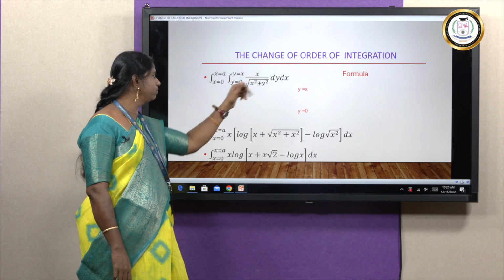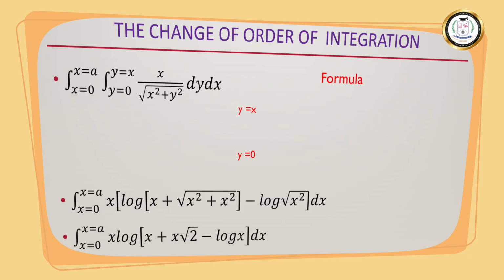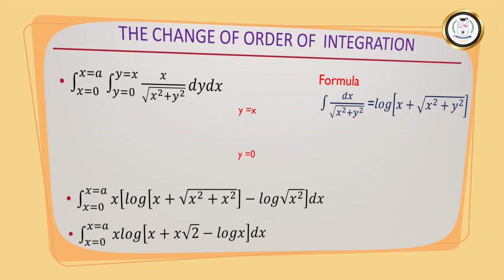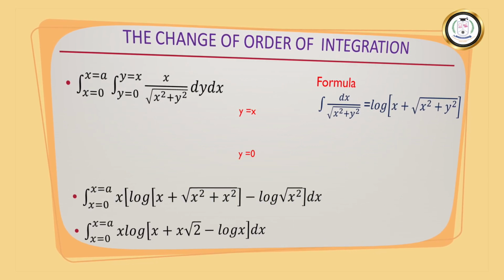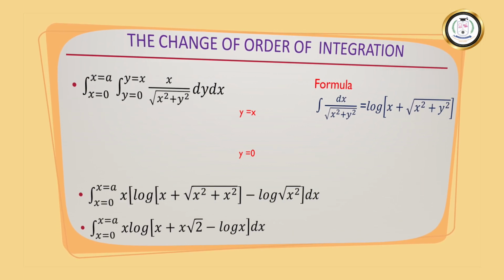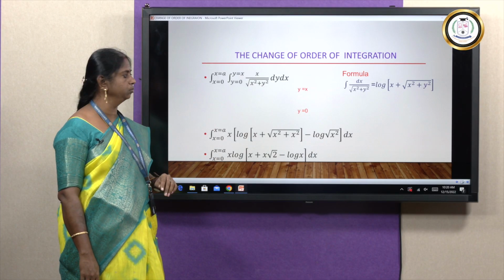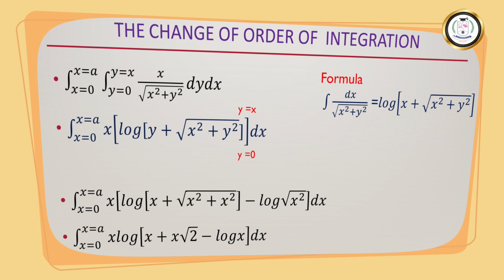So, you keep this x and you are going to integrate 1 by square root of x square plus y square only. So, what formula can I apply here? It is integral dx by square root of x square plus y square equals log of x plus square root of x square plus y square. So, this formula I am going to use. Now I am using that formula here, keeping the outer integral 0 to a.